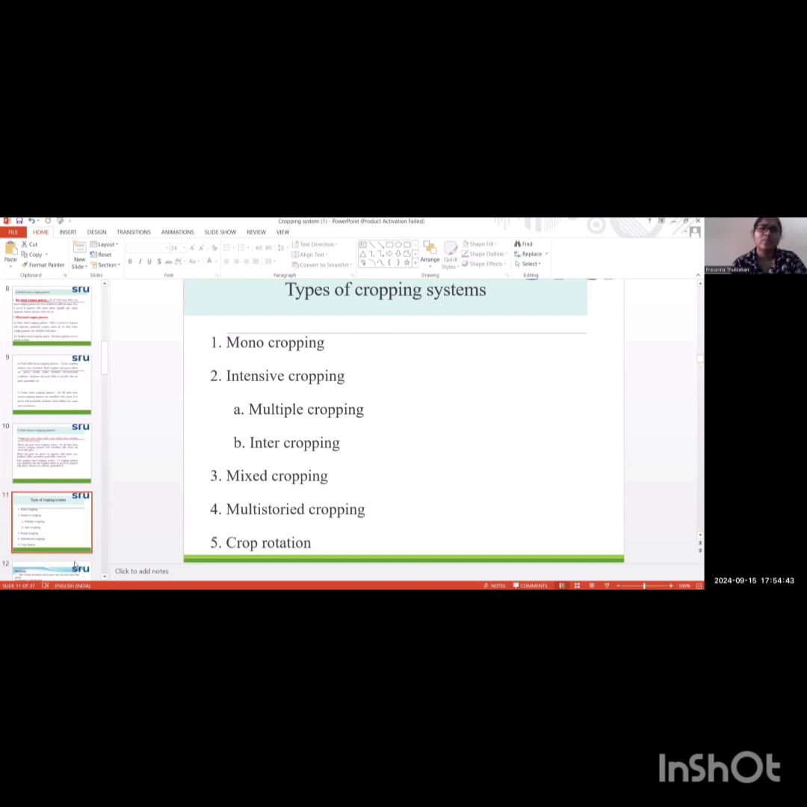Different types of cropping systems. First is monocropping. Second is intensive cropping. In intensive cropping, we have two more different types, that is multiple cropping and intercropping. Third is mixed cropping system, fourth is multi-storied cropping, and fifth is crop rotation.